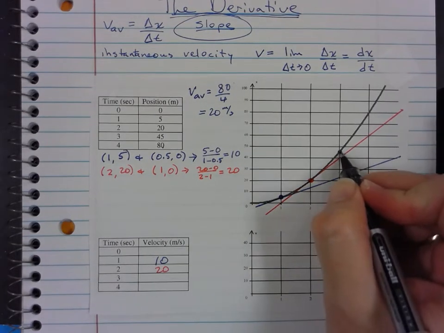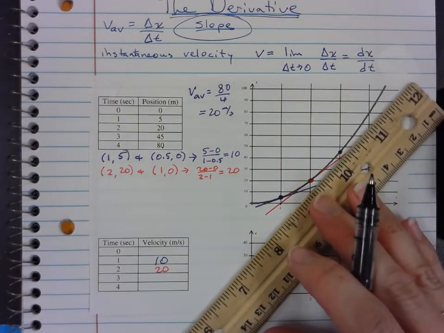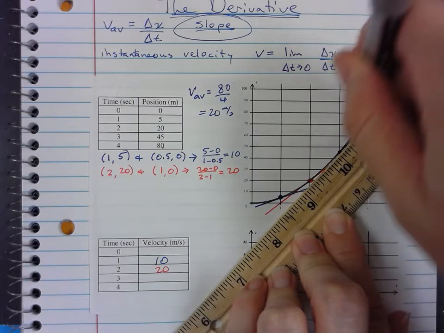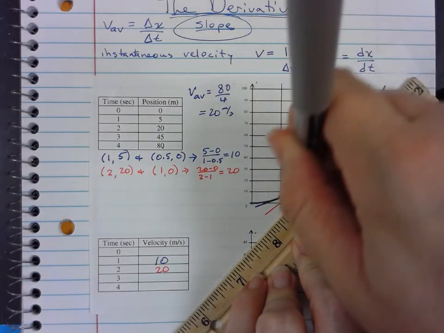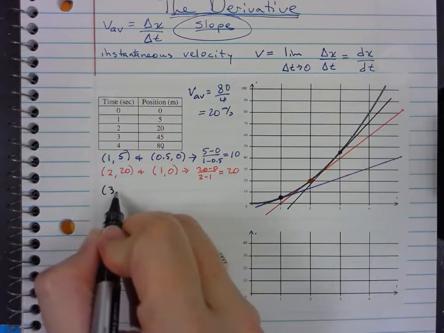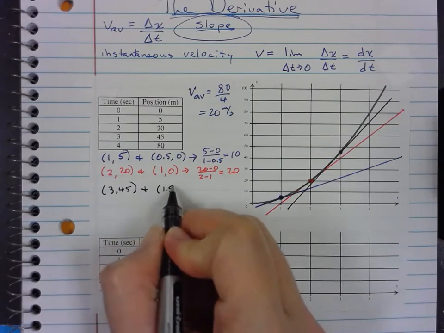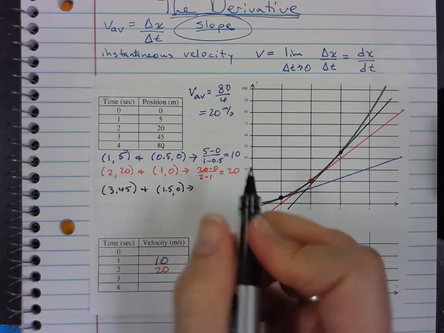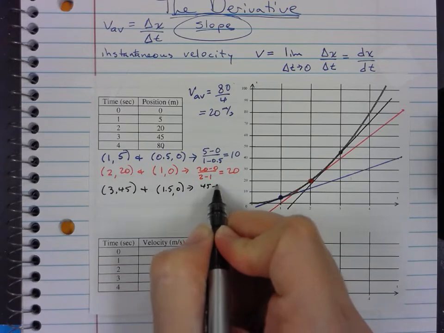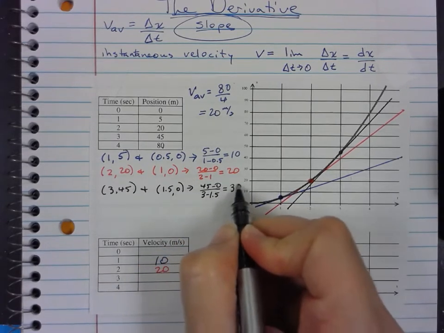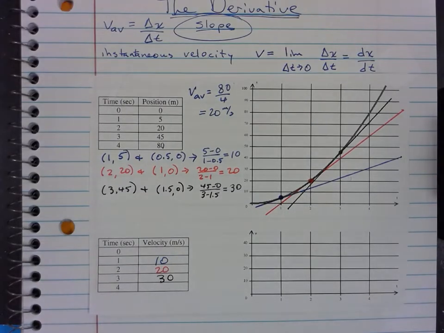And if I go to 3, pretty good tangent line. So I know it's 3 and 45, and that's supposed to cross at 1.5. Let's pretend it did. And so 45 minus 0, 3 minus 1.5, 45 divided by 1.5 is 30. So you probably noticed a pattern developing. I'm just going to finish the pattern. This would be 40. I'm not actually going to draw that one.